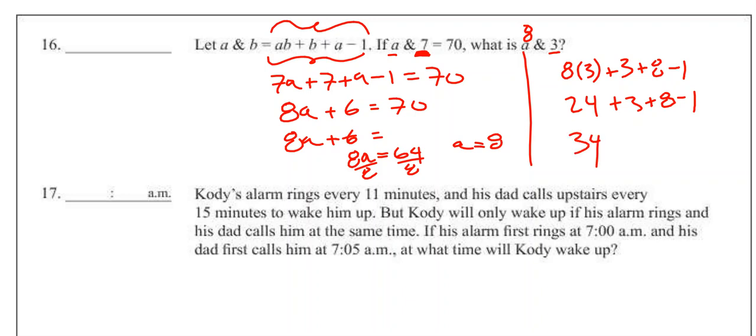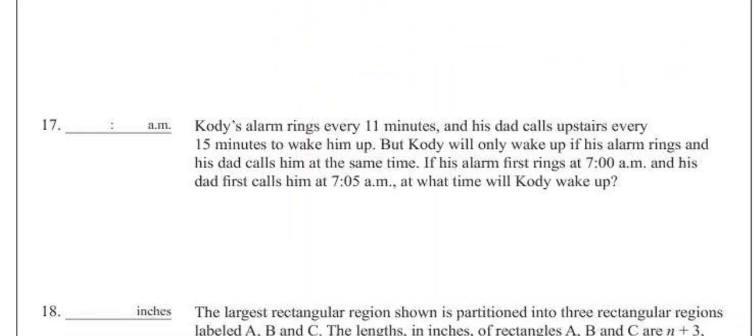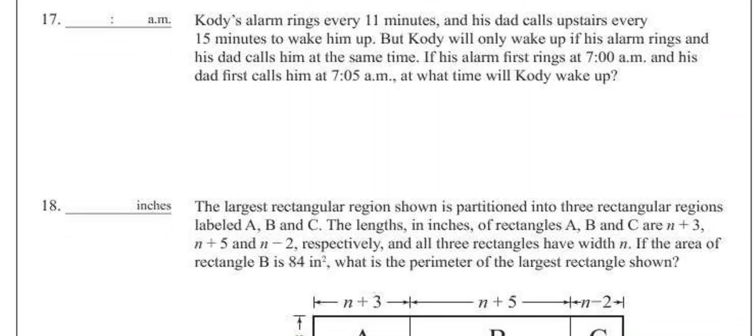All right. Cody's alarm rings every 11 minutes. That sounds like it's going to get really, really obnoxious. Cody's dad is like, come on, get up. He's going to say something every 15 minutes.